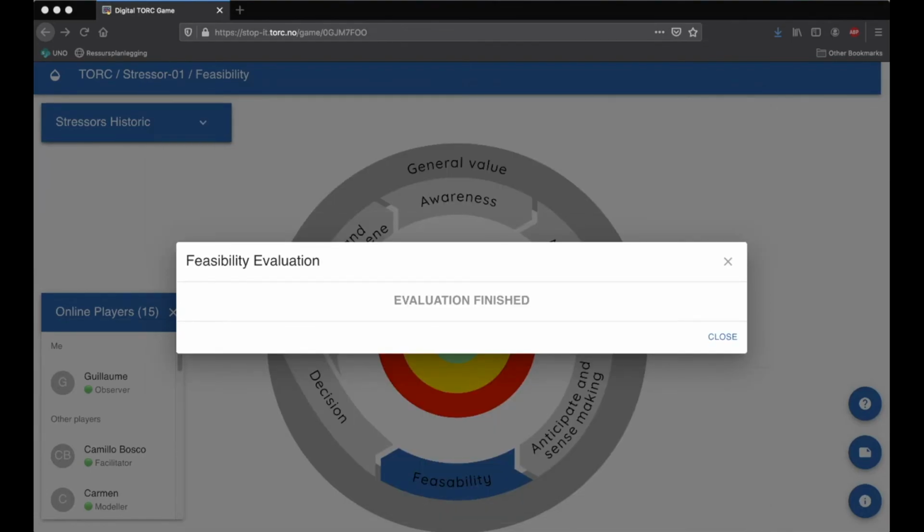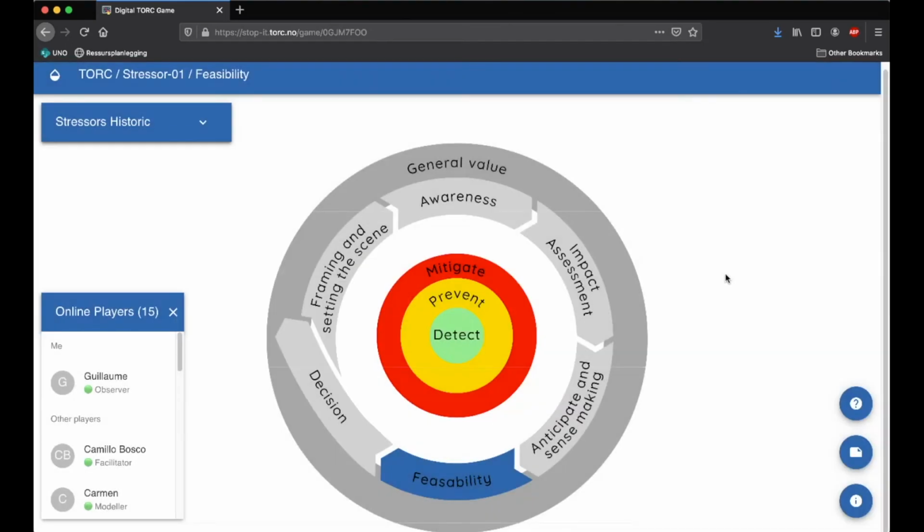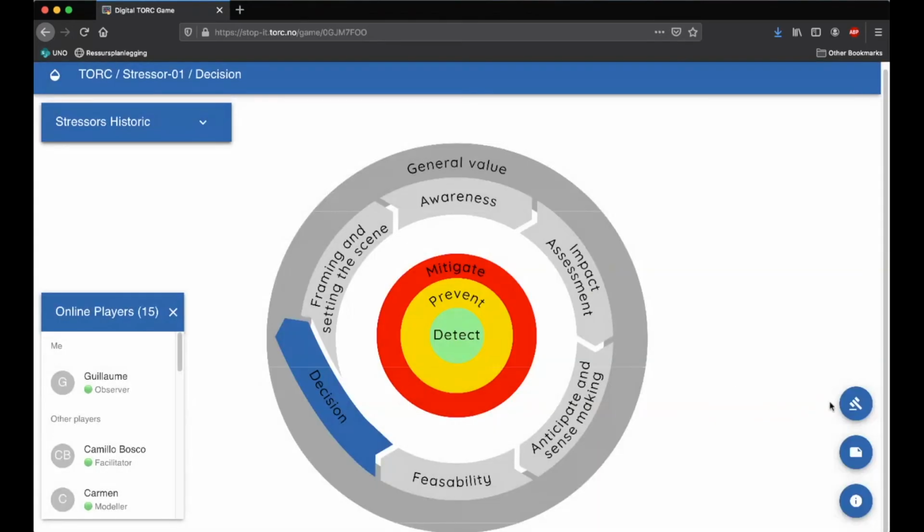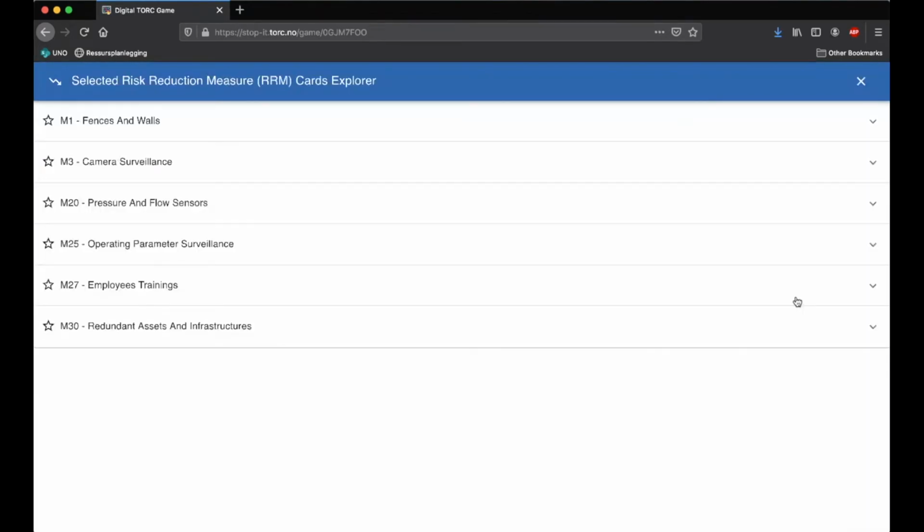Okay, so it seems we finished the feasibility evaluation. And now if we move forward to the decision step, by clicking on the hammer and clicking also each of the measures we analyzed, we can have a quick look at the cost-benefit analysis, trying to understand which measure we want to pick, and also we can pick more measures. For example, a couple of measures if they go together.